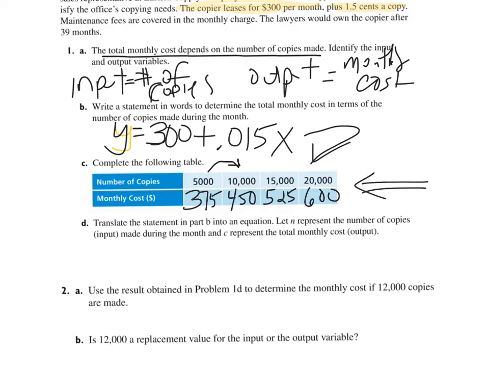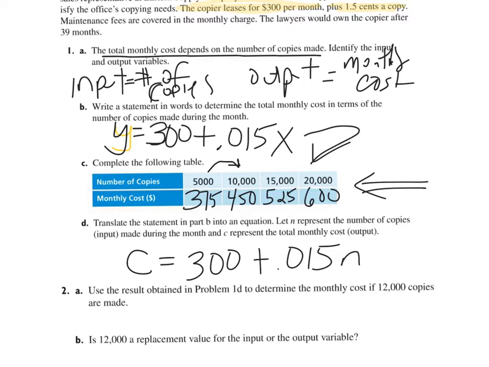Translate the statement in part B into an equation. Let N represent the number of copies made during the month, and C represent the total monthly cost. We kind of already did that, but we can replace the variables with the letters that they're asking us to use. C equals 300 plus 0.015 times N.